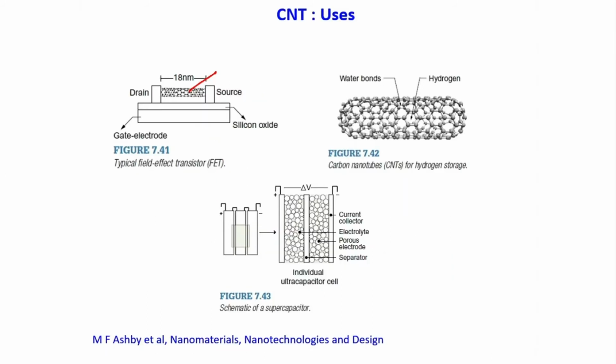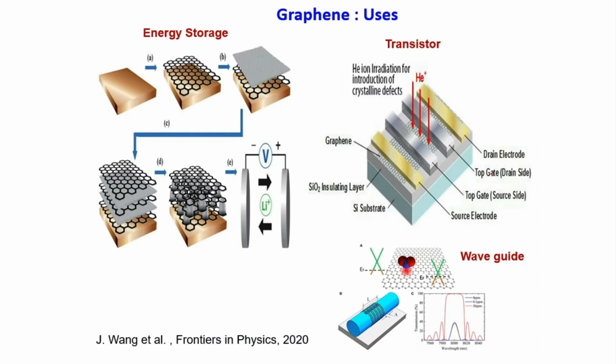You can use these CNTs and graphene for various purposes like field effect transistors, hydrogen storage, or supercapacitors. Okay, this is supercapacitor, this is hydrogen storage. Graphene can be used for energy storage, transistors, or even waveguides. This is what we have seen in the last lecture.